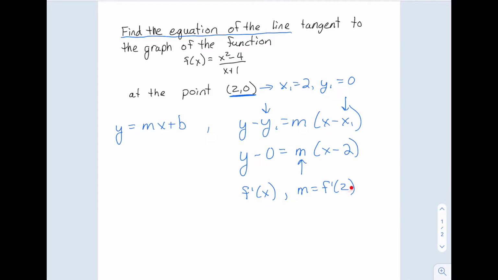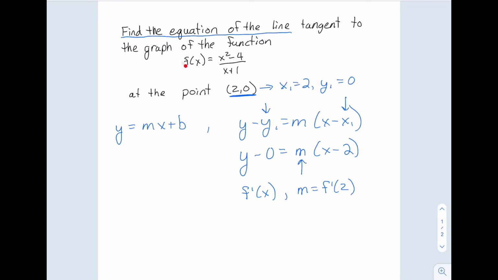Remember that I can't start by substituting 2 into the function. That would give me a constant here. And when I take the derivative of a constant, I get 0. And I know that the slopes of the tangent lines to this function are not 0 everywhere. That would just be a horizontal line. And this is definitely not a horizontal line. So I'm first going to take the derivative and then sub in 2.